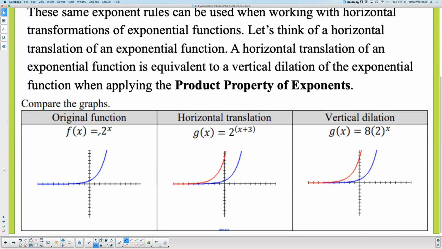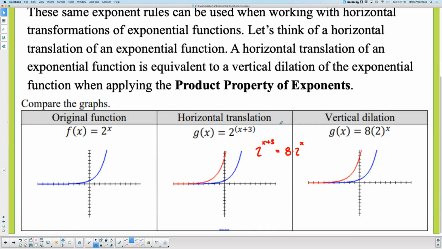So here's a picture for you. You see how this is the graph of 2 to the power of x? This is the graph of 2 to the power of x plus 3. This is the graph of 8 times 2 to the power of x. I want you to compare these two graphs. What do you notice about the red in these two graphs? They're the same. What we're going to learn today is 2 to the power of x plus 3 is equal to 8 times 2 to the power of x. We're going to learn about that today.